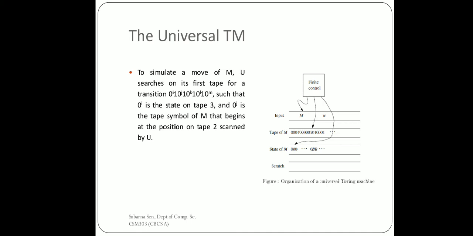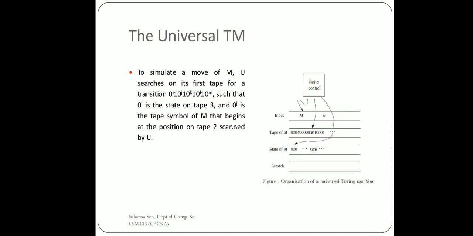Now if we have to simulate a move, if you remember, that means we have to follow the transition rules given here, right? Say one transition rule is given like delta of q0 comma 0 is equal to q1 comma 1 comma right. So how are we going to simulate it? We are going to simulate it in this fashion.